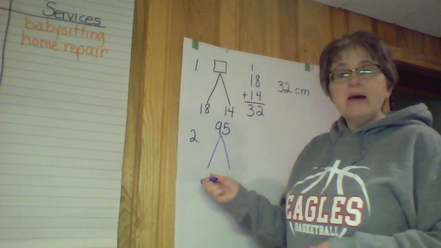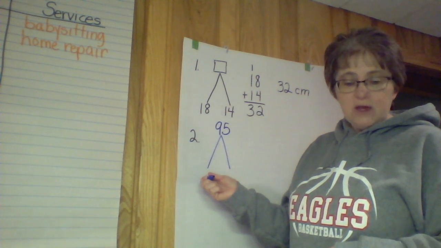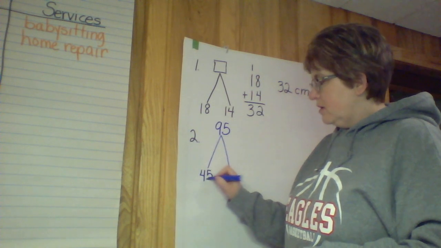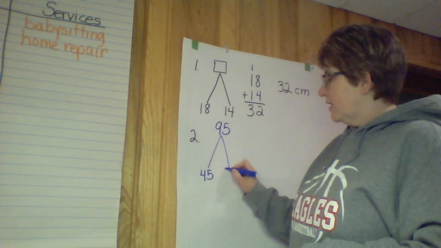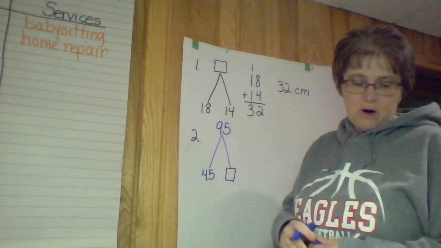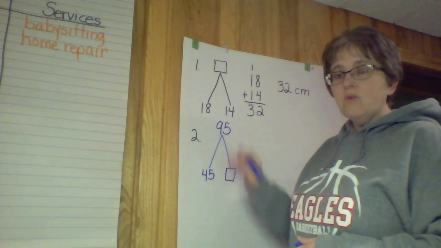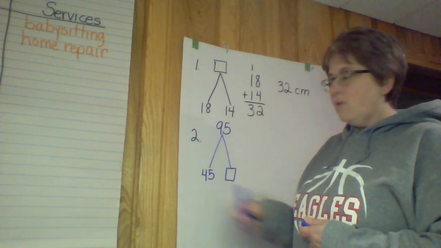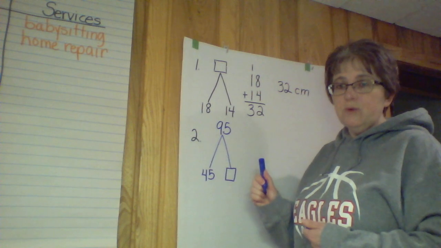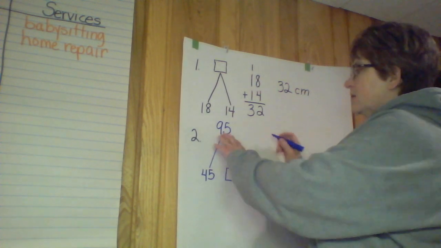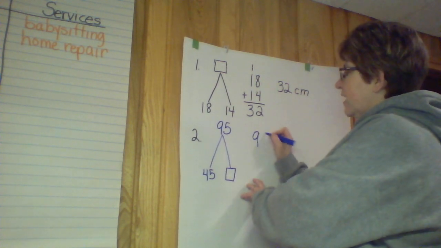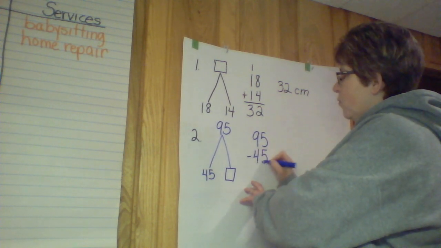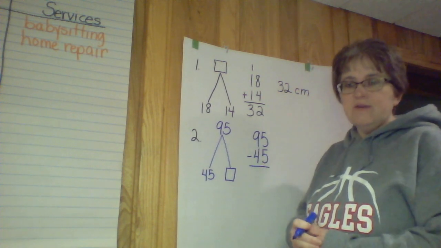All right. How many meters did she run to begin with? 45. Then she stopped, and then she ran some more. So that's my unknown. When I look at my math mountain, am I going to add or subtract here? I want to find the partner, so I'm going to subtract. So I take my total of 95 and subtract the one partner that I know, which is 45.